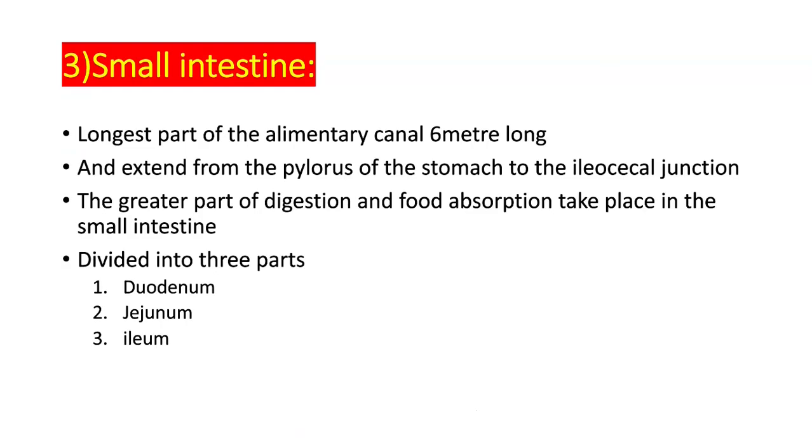Today we will discuss the anatomy of the small intestine. It is the longest part of the alimentary canal, which is about 6 meters long, and it extends from the pylorus of the stomach to the ileocecal junction. The greater part of digestion and food absorption takes place in the small intestine. It is divided into three main parts: the duodenum, jejunum, and ileum.